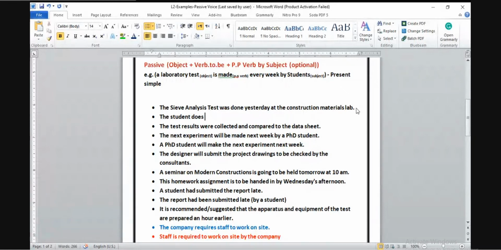The sieve analysis test. So the student does the sieve analysis test at the materials lab. Sorry. Yes, at the materials lab. Okay. تبع المواد. What about yesterday? Should we write yesterday?